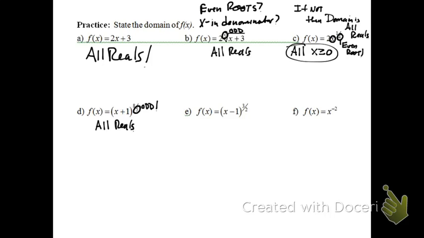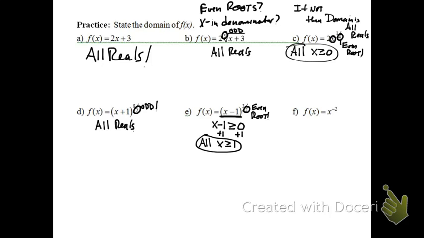Look at E. Here, I have a rational exponent and the denominator is 2, which is even. I have an even root, so I have to be careful. I have to make sure that my radicand, which is x minus 1, is non-negative. So I'm going to make it bigger than or equal to 0 to guarantee that. So I need to solve this by adding 1 to both sides, giving me x is greater than or equal to 1 for my domain. So here I would say all x values greater than or equal to 1 for that case.